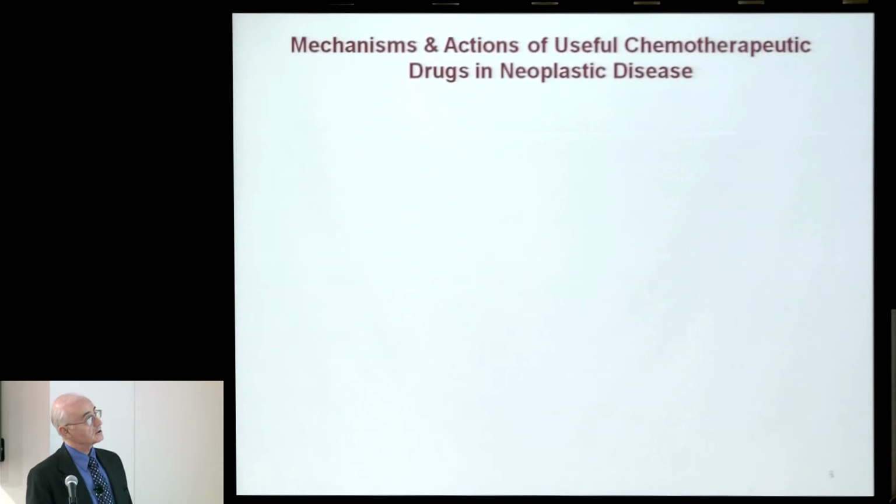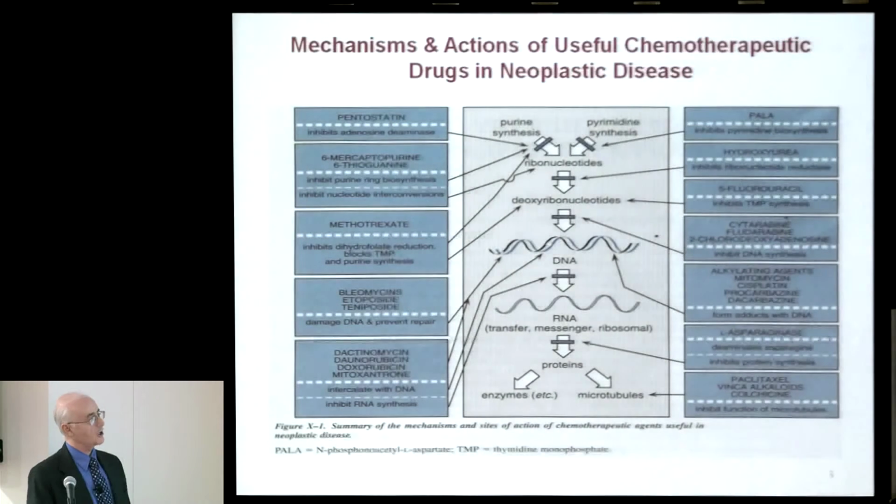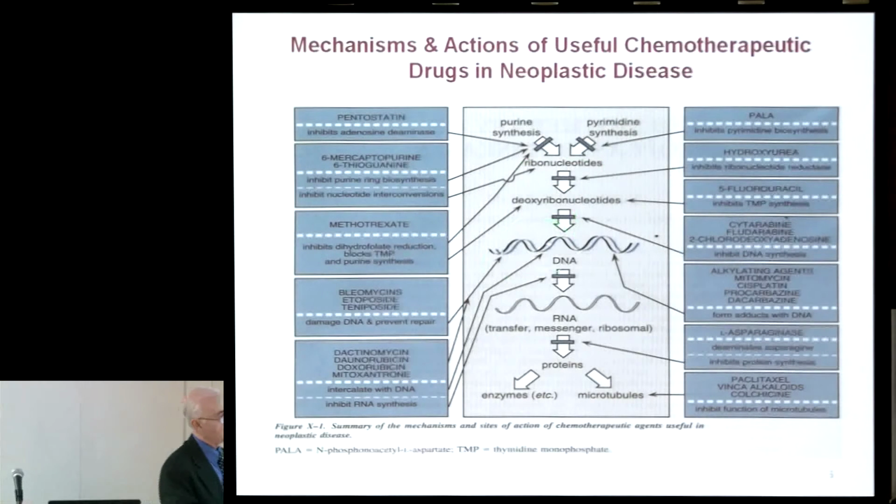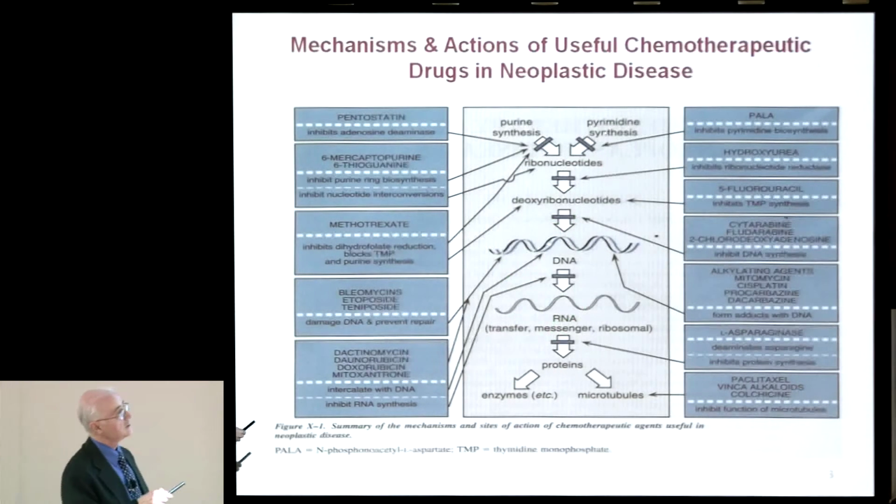Mechanism of action and useful chemotherapy. This is a huge table, and don't be overwhelmed by the number. These are different stages of simply the formation of a cell. Usually, you have the ribonucleosides forms, and then deoxyribonucleosides, and these form DNA. And then DNA will be transcribed to RNA, and RNA makes proteins and enzymes and microtubules or whatever.